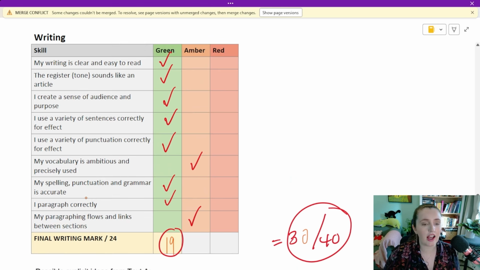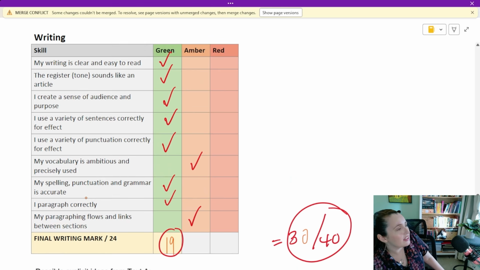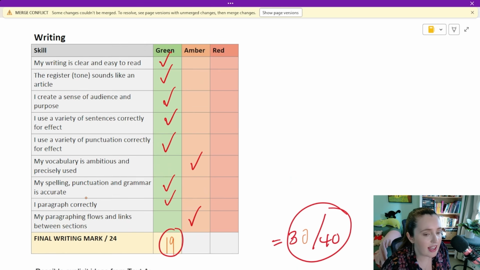For writing, I thought it was similar to be honest, to Lily's, but there were a few more bits that were a bit more awkward and clunky. It didn't always flow. And also the paragraphing, I felt a little bit broken up at times. Didn't like the firstly, secondly, thirdly. So I gave her 19.